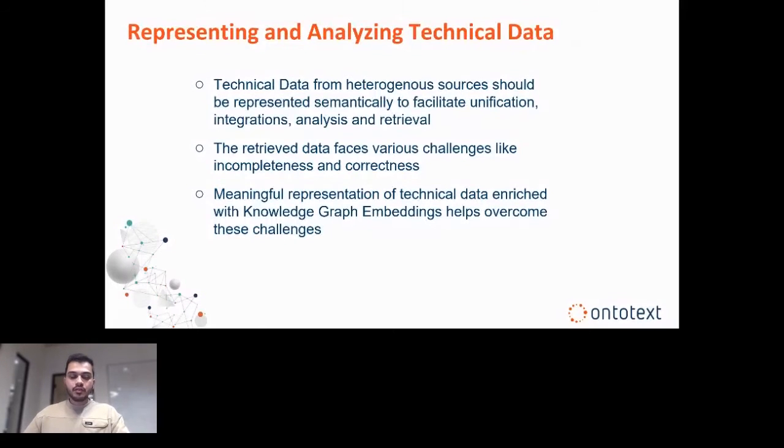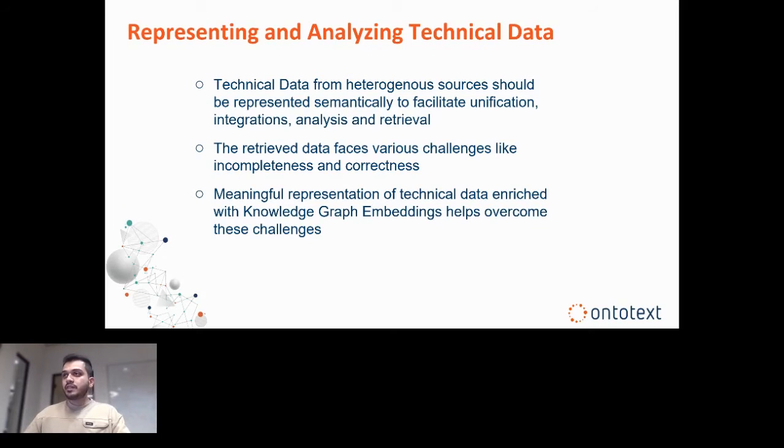Primarily, we want to integrate technical data into knowledge graphs. We want to have as much information as we can from technical documents inside a knowledge graph, so that we have a semantic representation of all the technical documents, brochures, data sheets, everything we can get from a customer, which we can analyze, retrieve, unify, and integrate into our system. This is one of the main challenges, or main tasks, we have at this point.